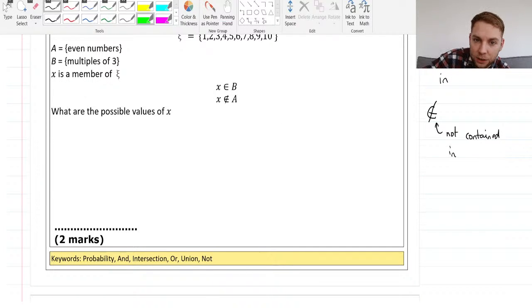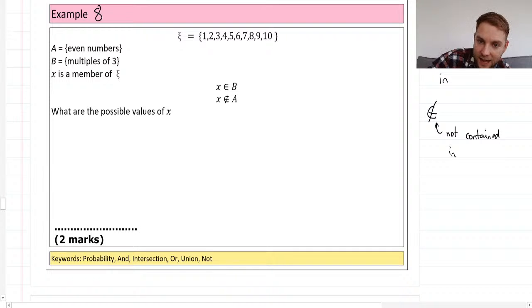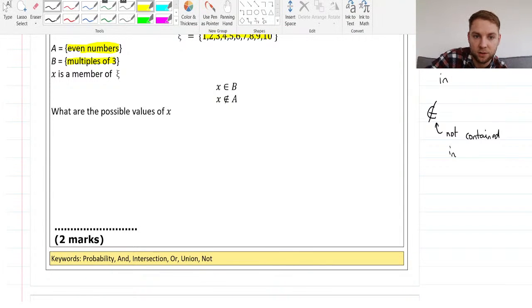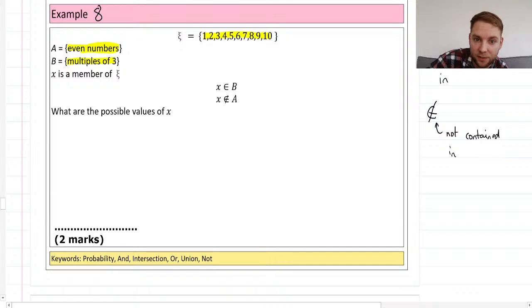So here, it's telling us our set of everything is 1 to 10: 1, 2, 3, 4, 5, 6, 7, 8, 9, 10. It's telling us that A is all of the even numbers. And B is all the multiples of 3. So if I wanted to, I could write all of these out. So the even numbers, which are contained in the set of everything, are 2, 4, 6, 8, and 10 as well. Good. And the multiples of 3 are going to be equal to 3, 6, and 9.